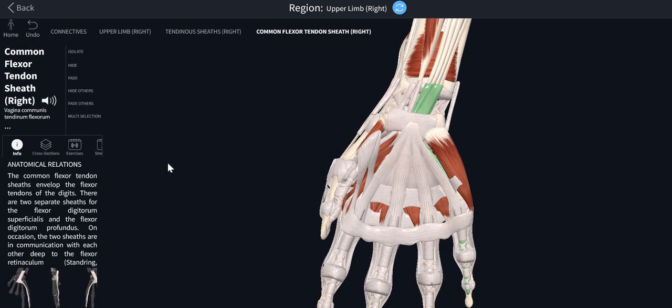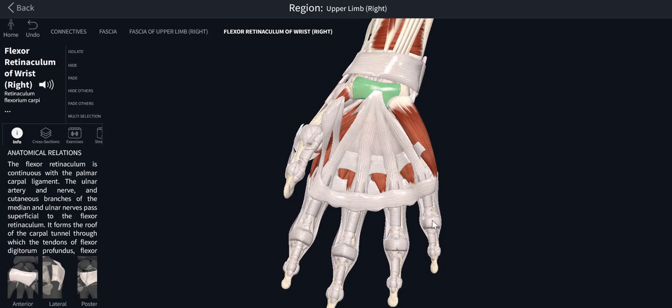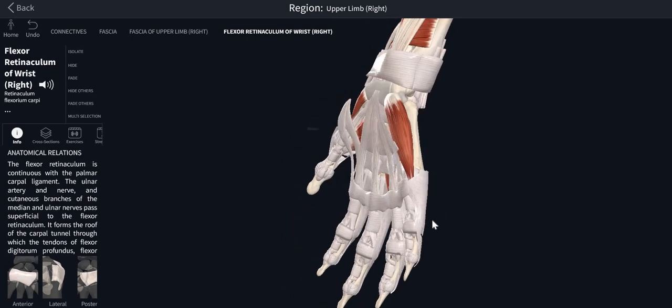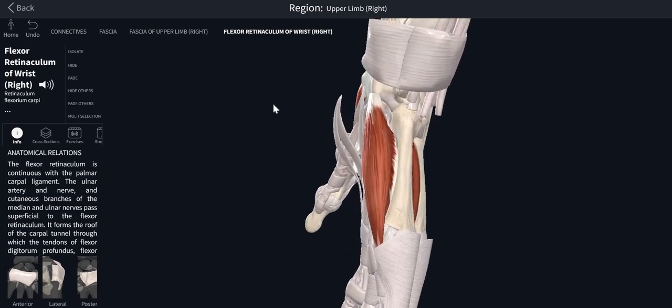Okay, so now we're going to talk about the flexor retinaculum. The flexor retinaculum is this ligament right here, or this fibrocartilaginous part. The flexor retinaculum is a thickening of the deep fascia. It holds the flexor tendons all together, and it converts the concave anterior surface of your hand. So this right here is the concave anterior surface of your hand. So it converts this part of your hand into an osteofascial tunnel, or carpal tunnel.